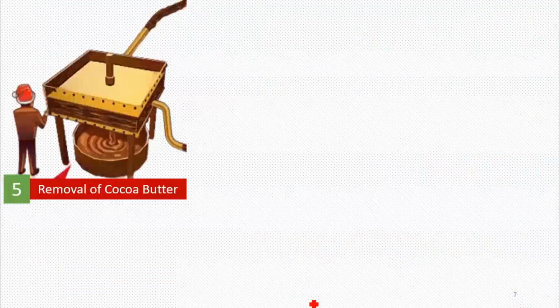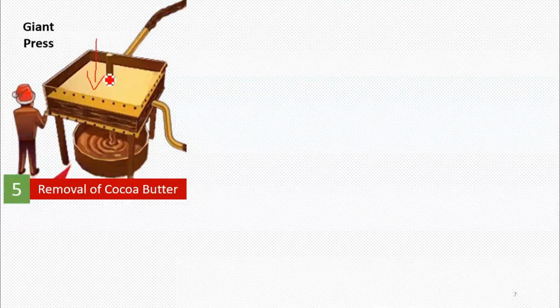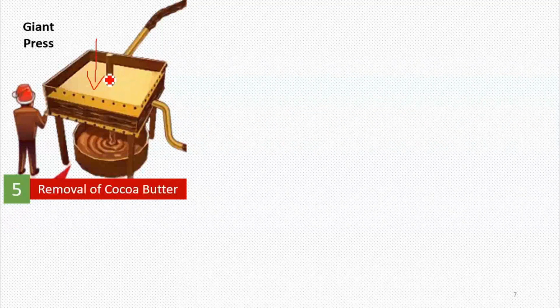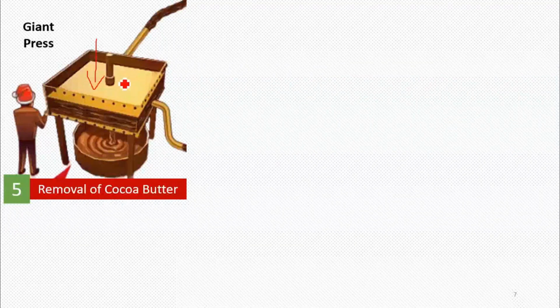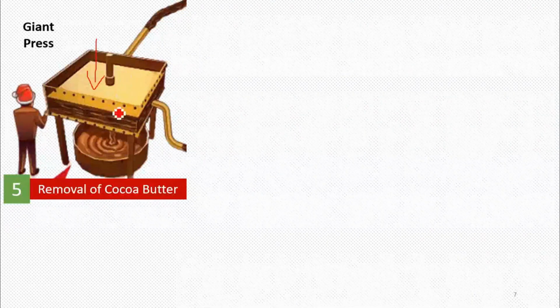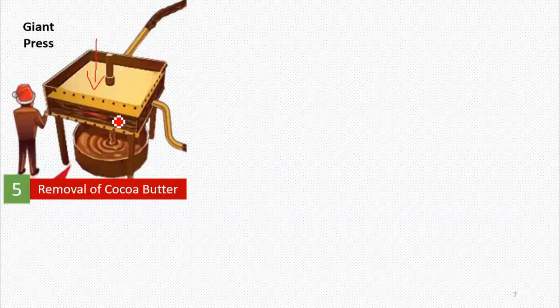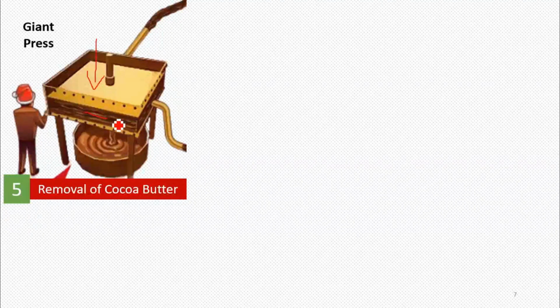Now comes the next phase. Liquor will move towards this structure. This is actually a giant press. I think, yes, you can see now. This is a giant press. We know from our basic chemistry that it's like a piston. It can move up and down. And when pressure is applied, it will squeeze out cocoa butter from this liquor, and the remaining thing will move forward.